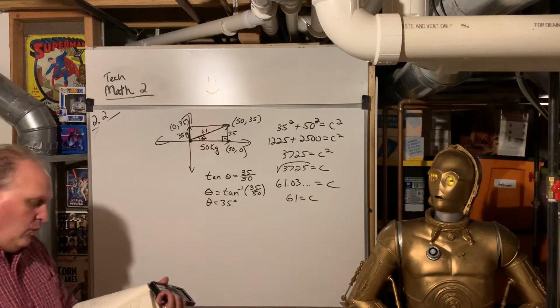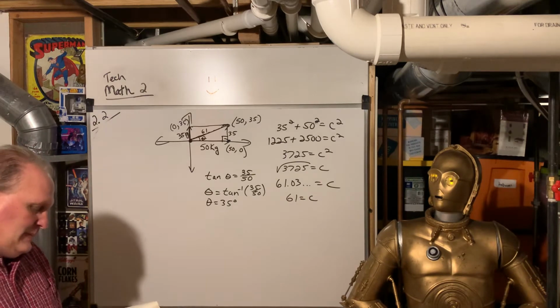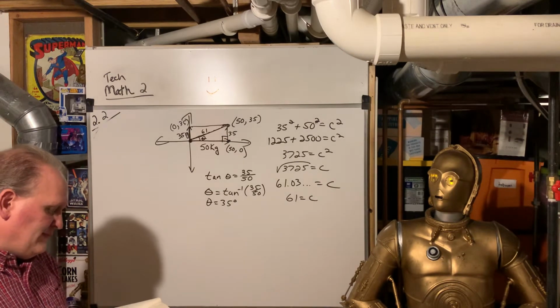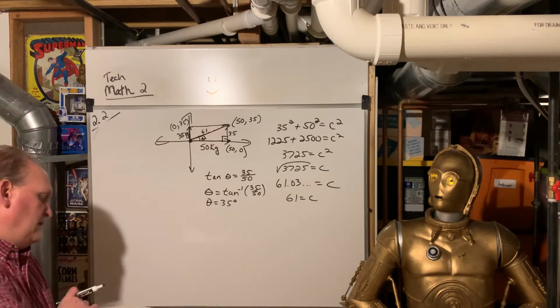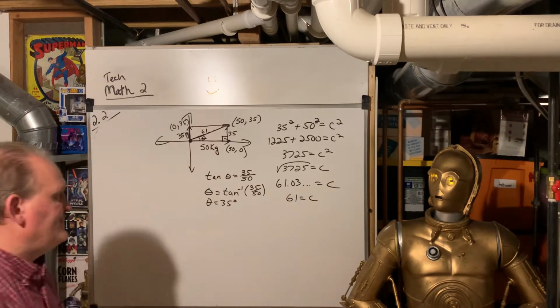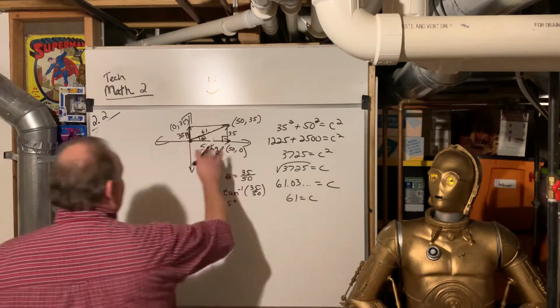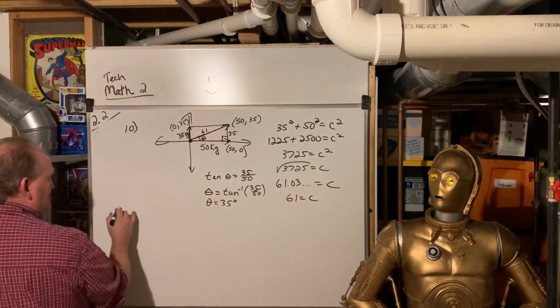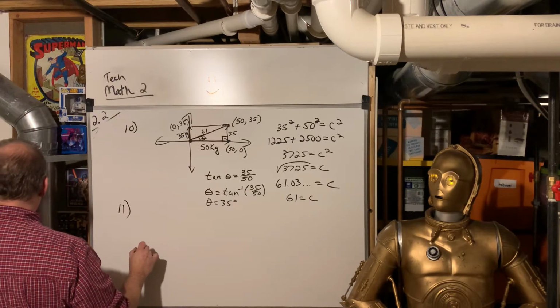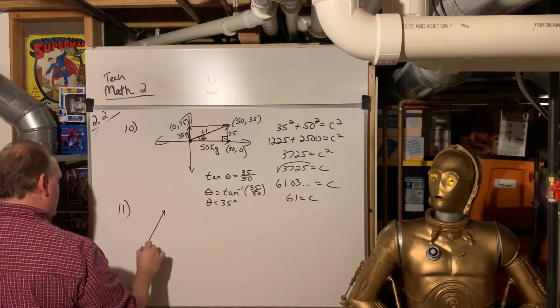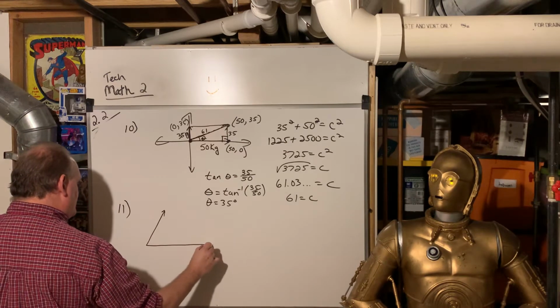So now, what if they give us one that isn't a 90 degree angle? That was number 10. Let's look at number 11. Number 11, they have two angles.